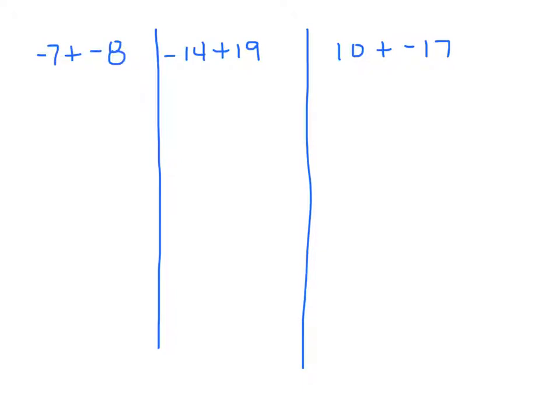Okay, hopefully you've had time to go through and do these three problems. I'm just going to give you the answers. Negative 7 plus negative 8, you should have gotten an answer of negative 15. Negative 14 plus 19, you should have gotten an answer of 5, or you could put a positive 5. 10 plus negative 17, you should have gotten an answer of negative 7. If those are the three answers that you got, I think you're ready to move on to the next part of this section. If not, you might want to go back and review the rules for adding positive and negative numbers.